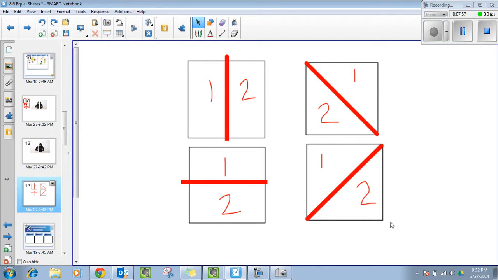So again, this is an example of halves. We're going to move on and take a quiz to see how well you understand halves now.